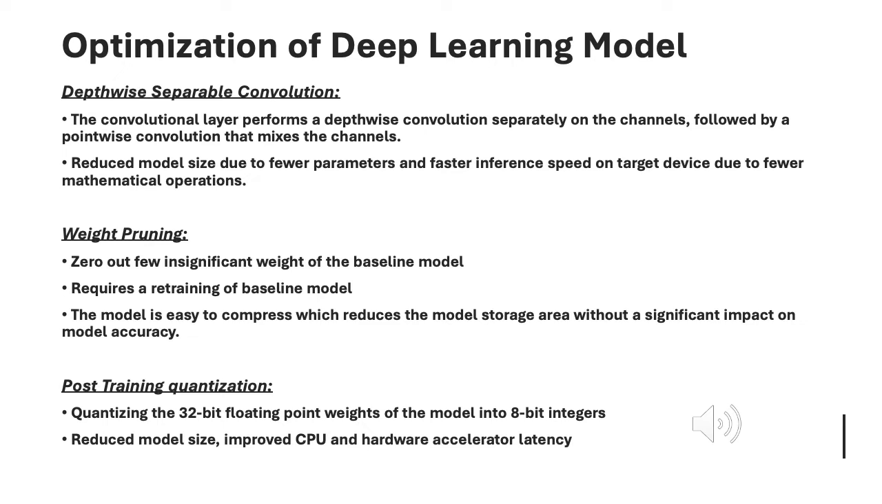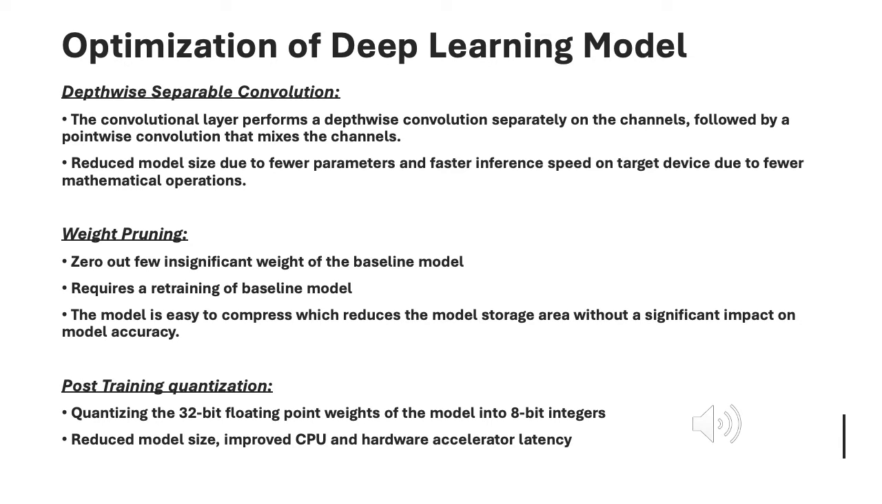Weight pruning. The model size can significantly be reduced by eliminating lesser important connections by replacing them with zeros. A significant number of connections in a neural network model are found close to zero. Weight pruning is a technique to gradually zero out a few such insignificant weights during training in order to achieve model sparsity. Such pruned models are easy to compress, which reduces the model storage area without significant impact on model accuracy.